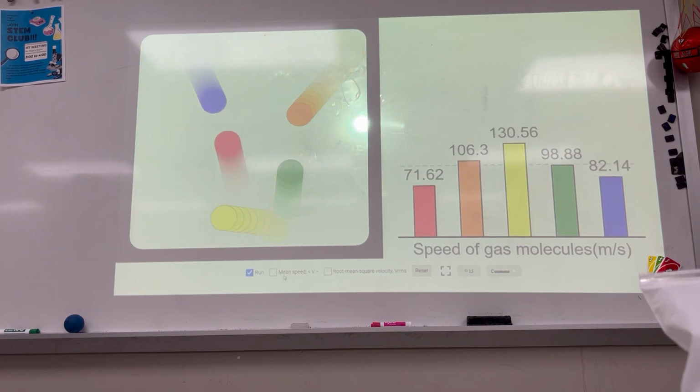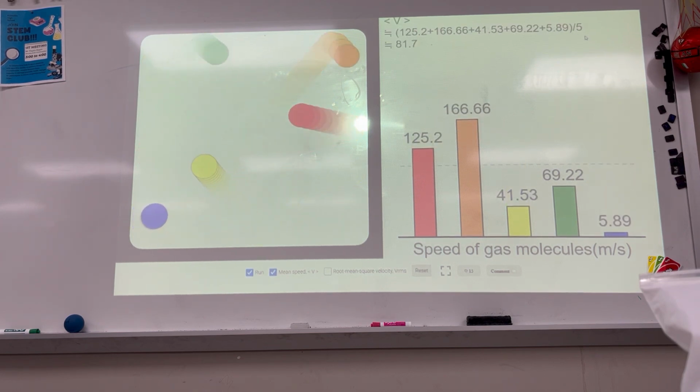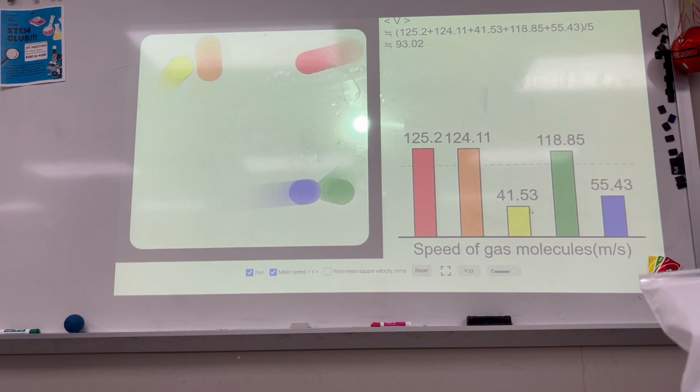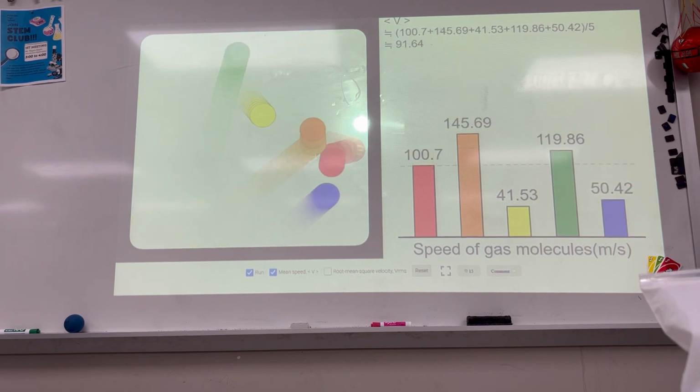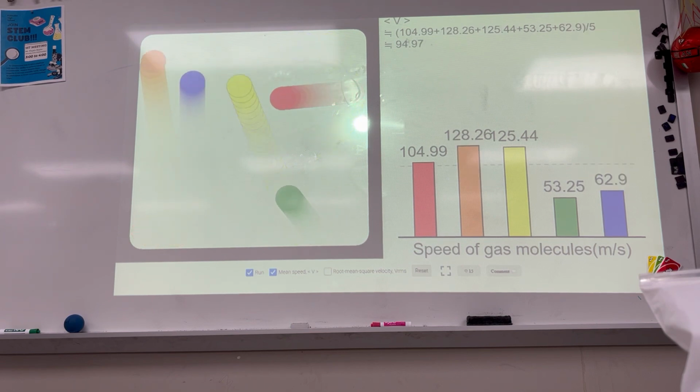Now, if I click down here, I can turn on a little calculator that calculates the average speed in real time. So you'll notice these numbers here are plugged in at the top and it calculates the average in real time. So here's the average speed.